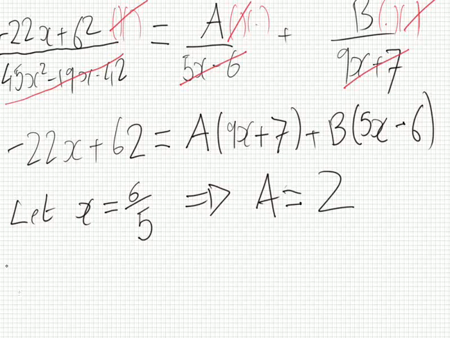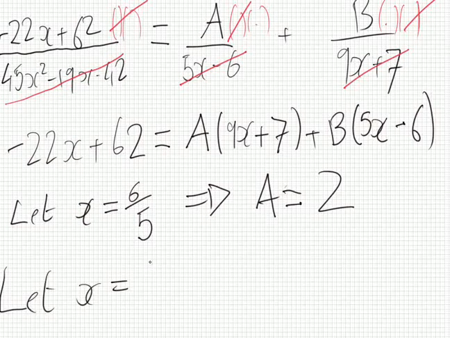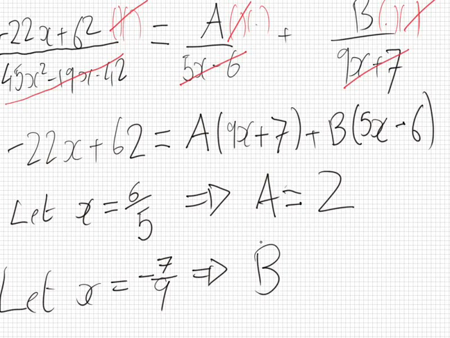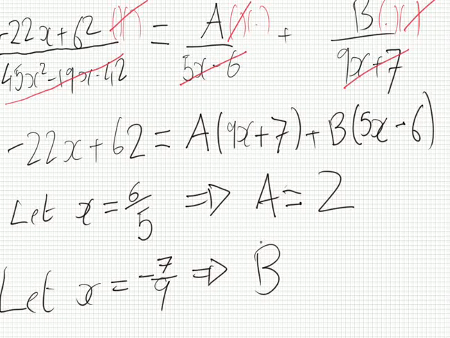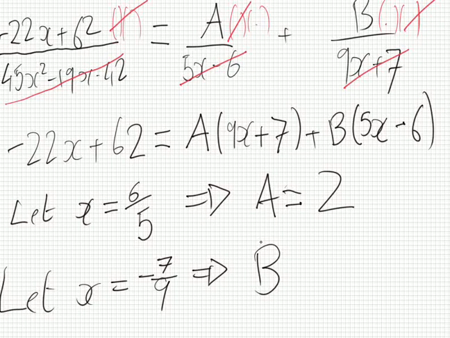Now next, what should I let x equal to? I think I should let it equal to minus 7 over 9. What's wrong? I don't think it's easier. Just let it equal to 1. You get a number. Yeah, but then I have more numbers. You could just divide them. It's easier, but it's slightly longer.